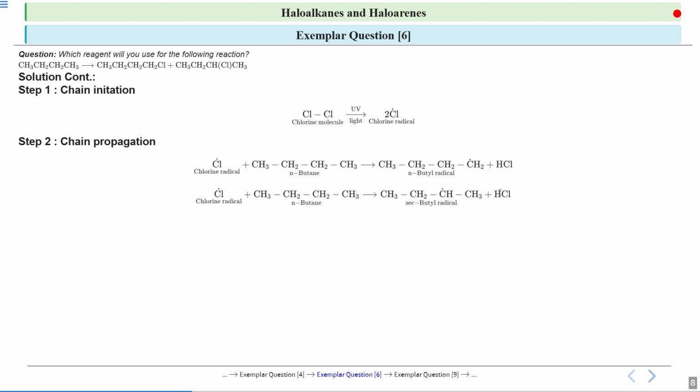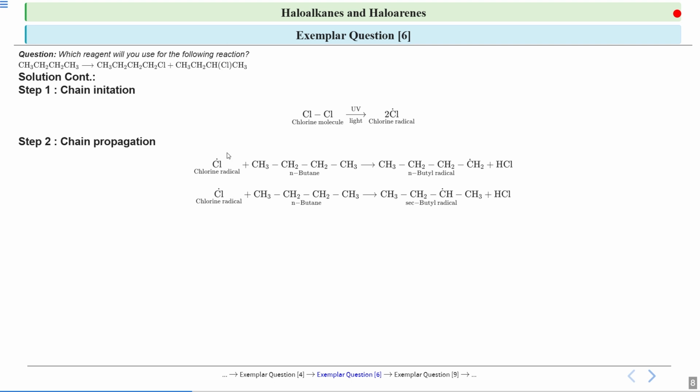Okay, plus HCl will be your side product, because as you can see in this reaction, you are getting two kinds of products. The one is where a primary hydrogen is replaced by the chlorine, the other is where the chlorine replaces the secondary hydrogen from the butane, right?